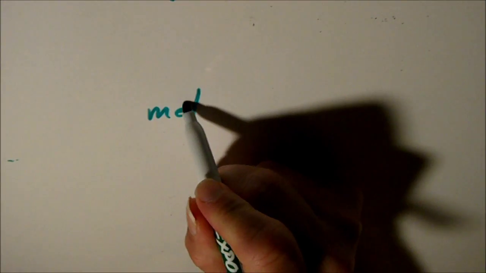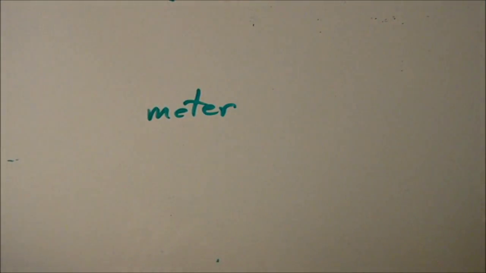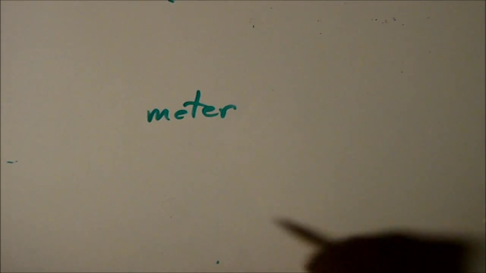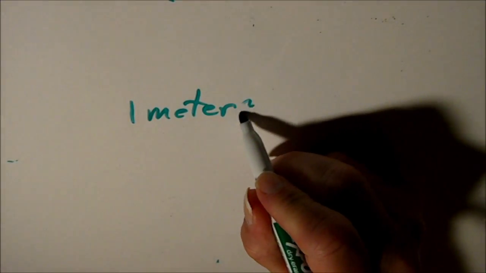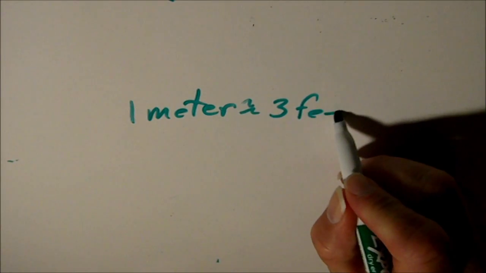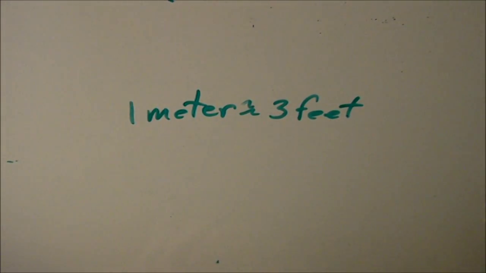Hello. Today what we're going to do is look at the metric system, and we're going to look specifically at different prefixes. Okay? So the first one that we're going to look at is the meter. Now what we're going to do with the meter is look at prefixes that go along with different units. Remember that 1 meter is approximately 3 feet. Okay? So let's go with that.